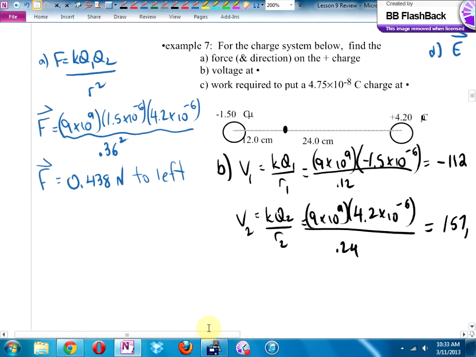C. Cammy, what's C asking me to find? Change in potential plus change in... Well, hang on here. So I started out going work equals change in potential plus change in kinetic. And I think what we're talking about is starting at rest and ending at rest. And I think when it says find the work required to put a 4.75 times 10 to negative 8 Coulomb charge at that dot, we're moving it from a very, very far distance away.